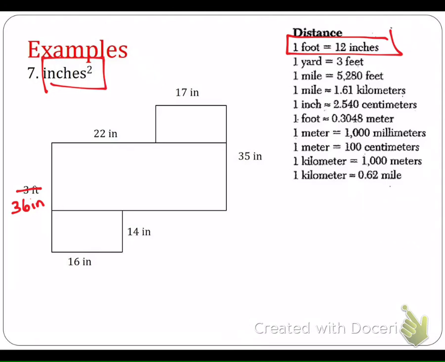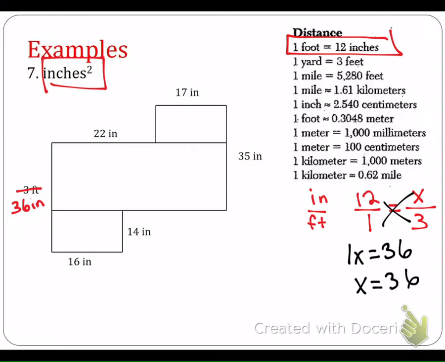Does anyone want to see the cross multiplying step? I feel like feet and inches people do pretty easy with. So if you have inches over feet, 12 inches is in 1 foot. I want to know how many inches are in 3 feet. So when I cross multiply, I get 1x equals 36, or x equals 36.